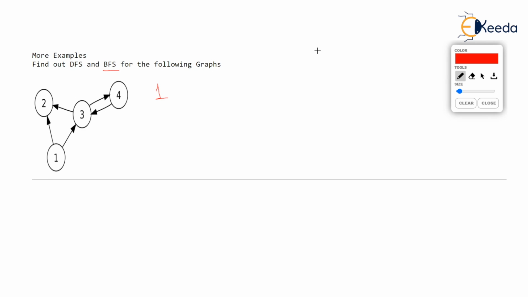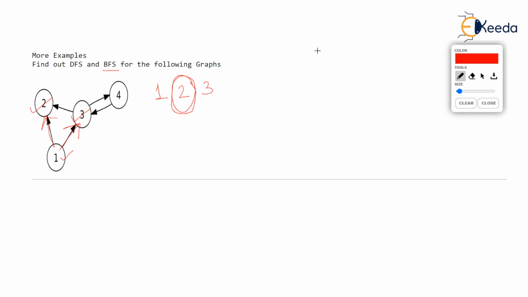Print 1, mark it visited. See the neighbors of 1. Neighbors of 1 are 2 and 3. Print all of them because none of them are visited. That's why you are printing them. So 2 and 3 are printed, but mark 2 and 3 as visited. Now, among these neighbors which you printed, take the first one and process it. So you have decided that in the list, after printing 1, you saw the neighbors of 1 and printed them, but among the neighbors, 2 was printed first.